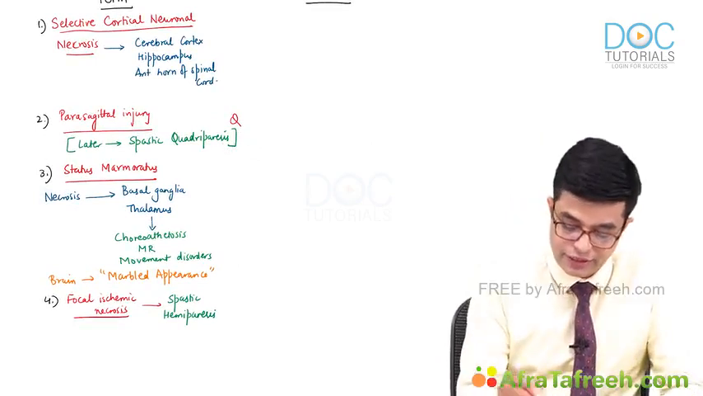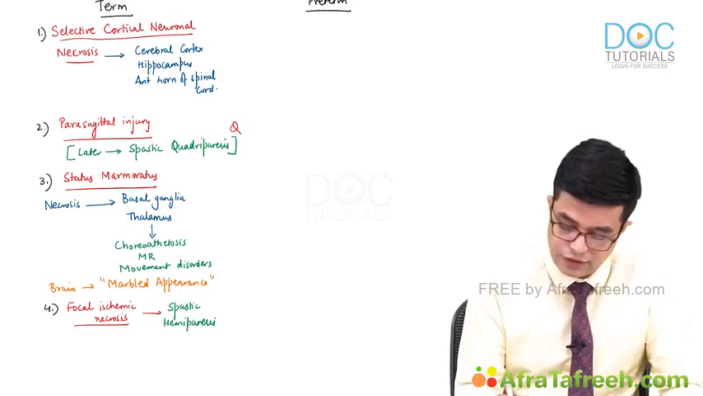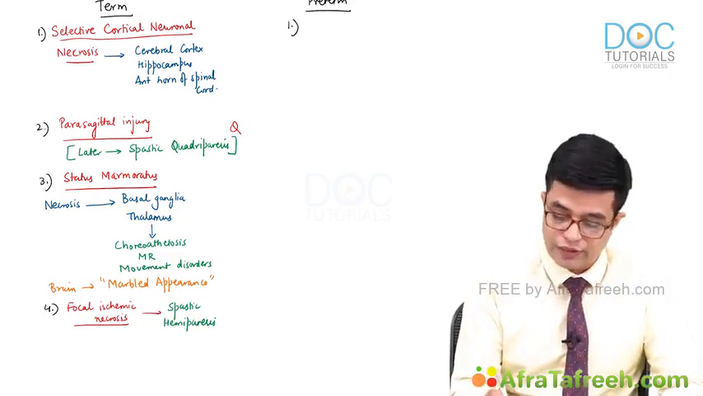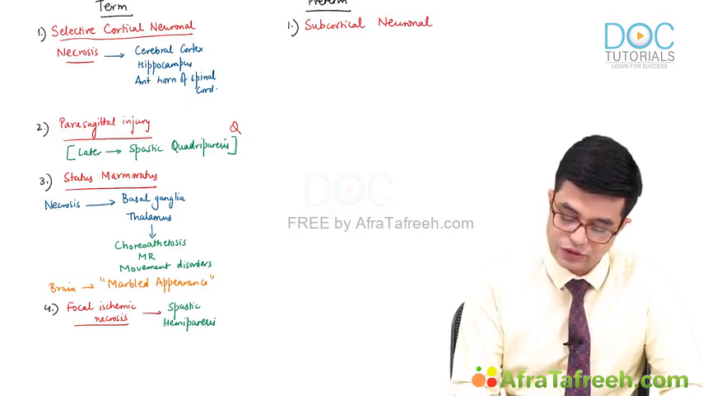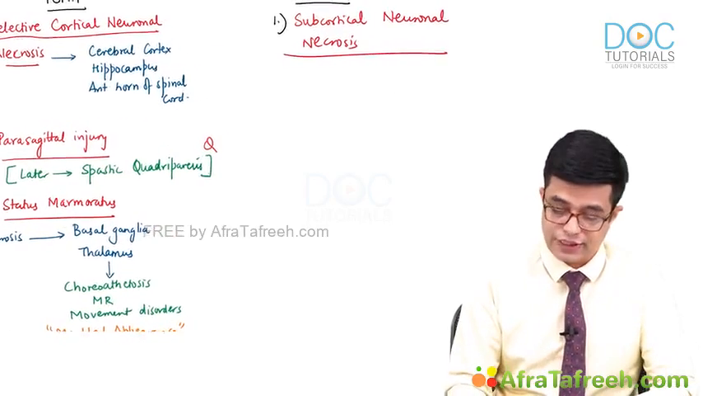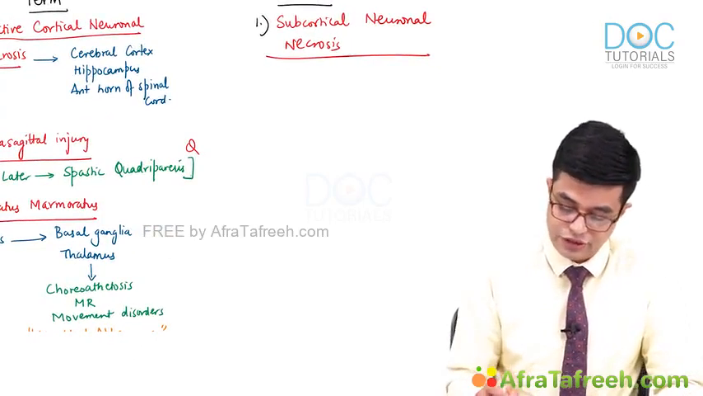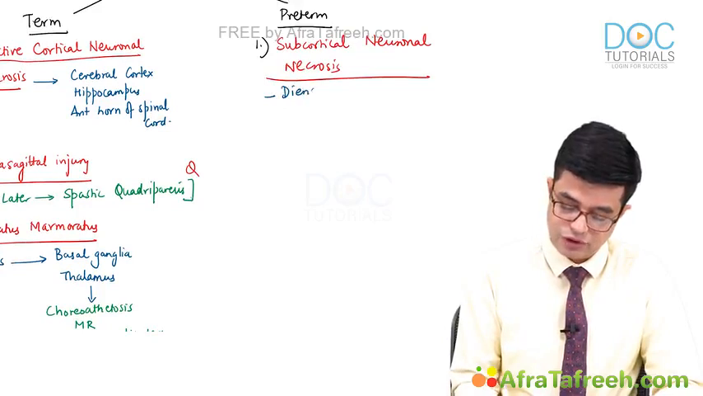On the other hand, preterm babies have a different set of neurons which are getting affected. First of all, preterm babies tend to develop not cortical but subcortical neuronal necrosis. So subcortical neuronal necrosis means the subcortical structures are affected, particularly the lesions tend to occur in the diencephalon and pontine nuclei.